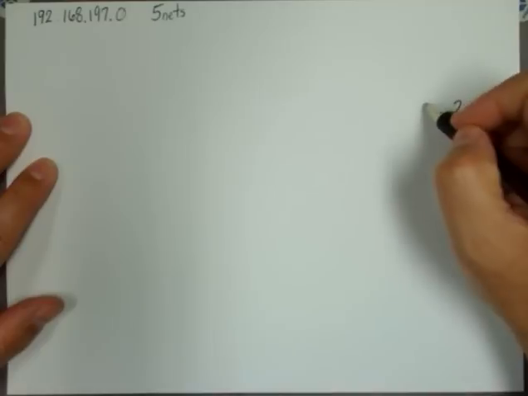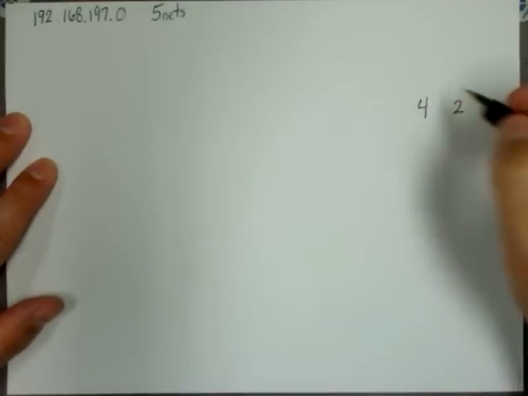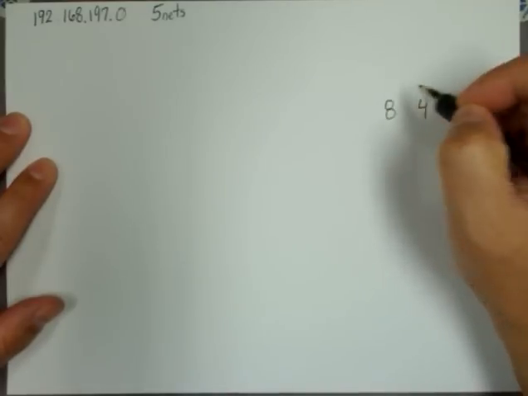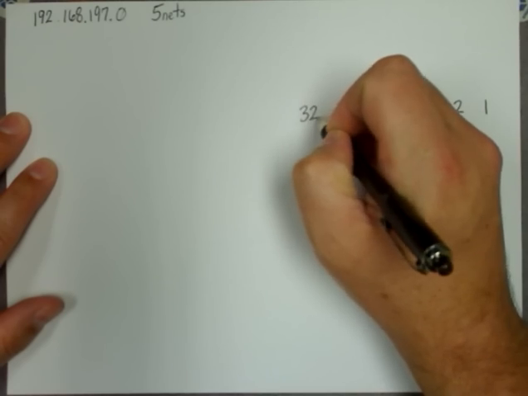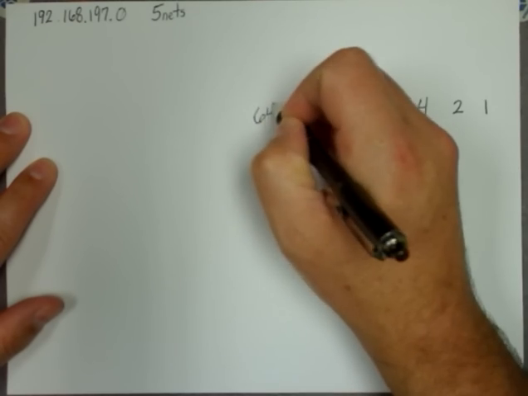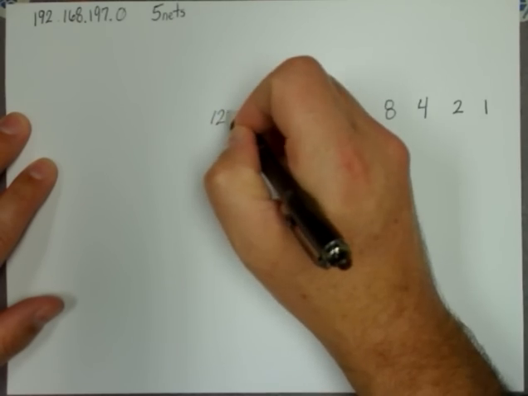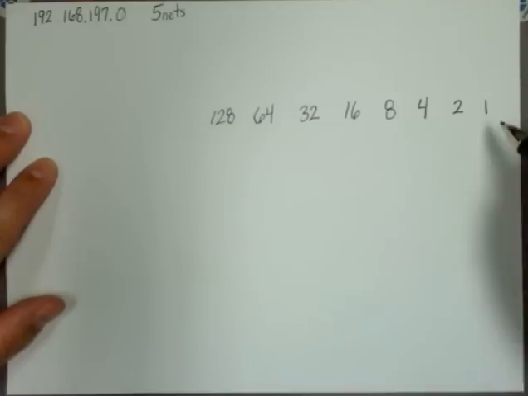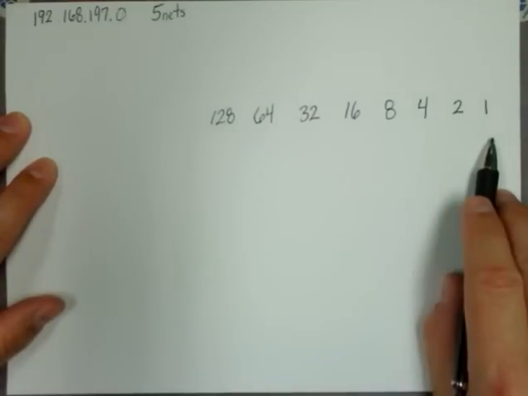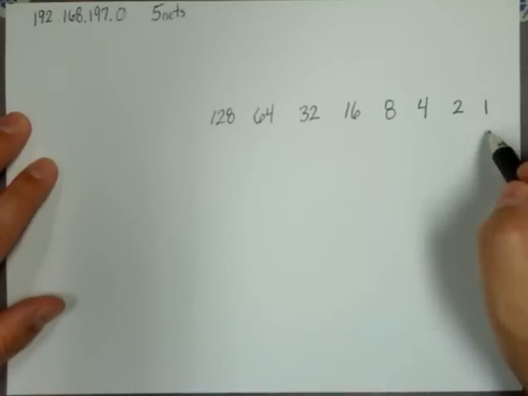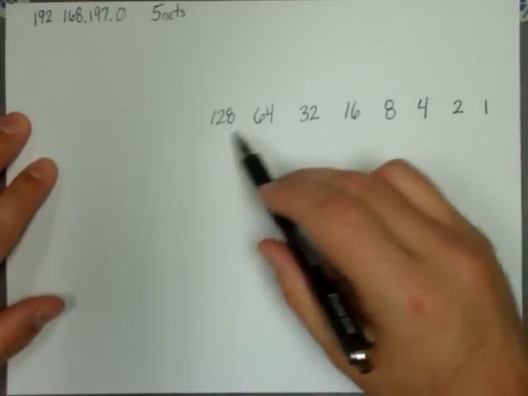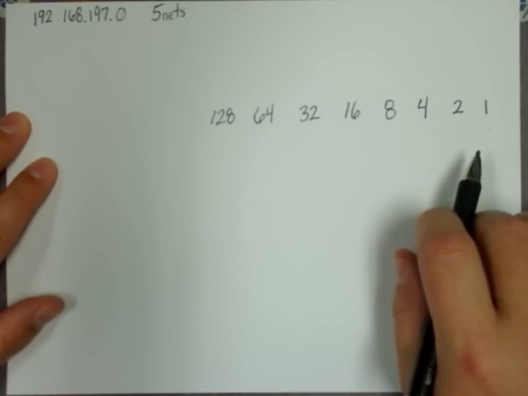2 times 2 is 4. 4 times 2 is 8. 8 times 2 is 16. 16 times 2 is 32. Times 2 is 64. Times 2 is 128. And I'm going to stop right here at 8 places. The reason for that is because we're talking about IPv4 octets. There's 4 octets. Oct, you get it? 8. So 1, 2, 3, 4, 5, 6, 7, 8. And there's 8 bits in each octet.